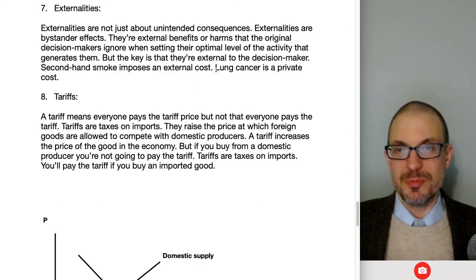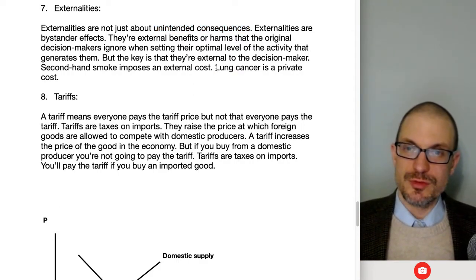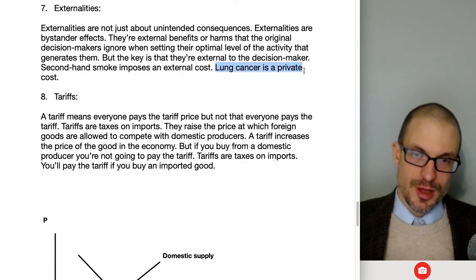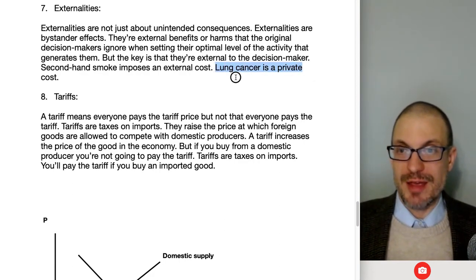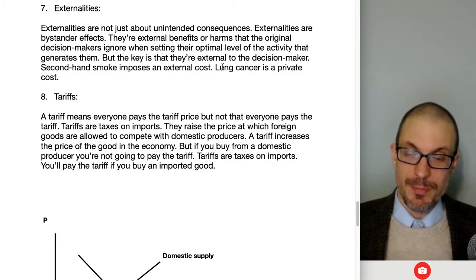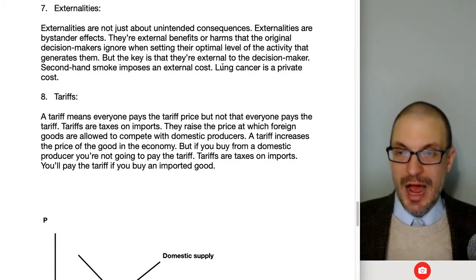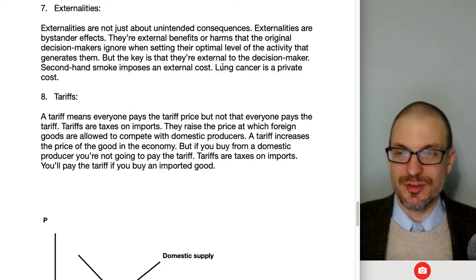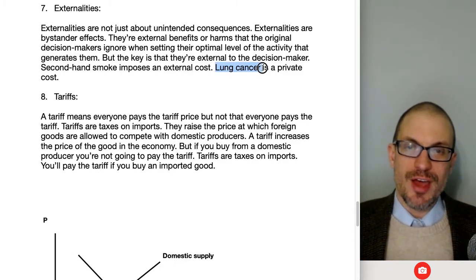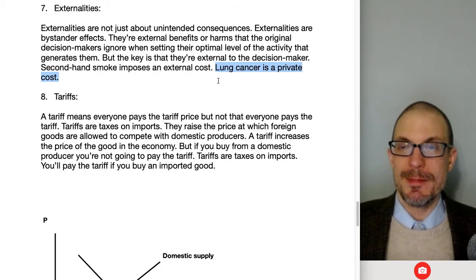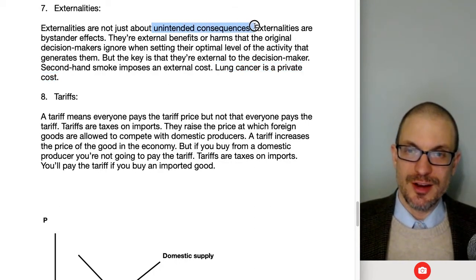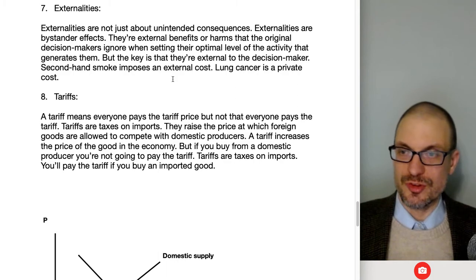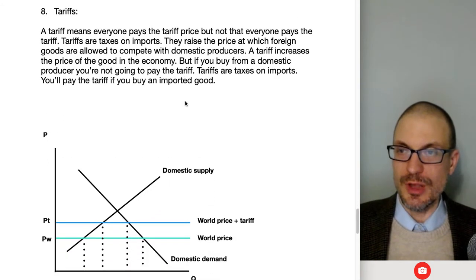And the reason why is because it's occurring to the smoker themselves, right? So lung cancer for the smoker themselves is a private cost. Now, sure, if the bystander gets lung cancer, now all of a sudden we've got a situation where that's a negative externality, right? Something that has affected a bystander. But the negative health effects to the smoker themselves, not an externality, simply an unintended consequence or just a private cost.